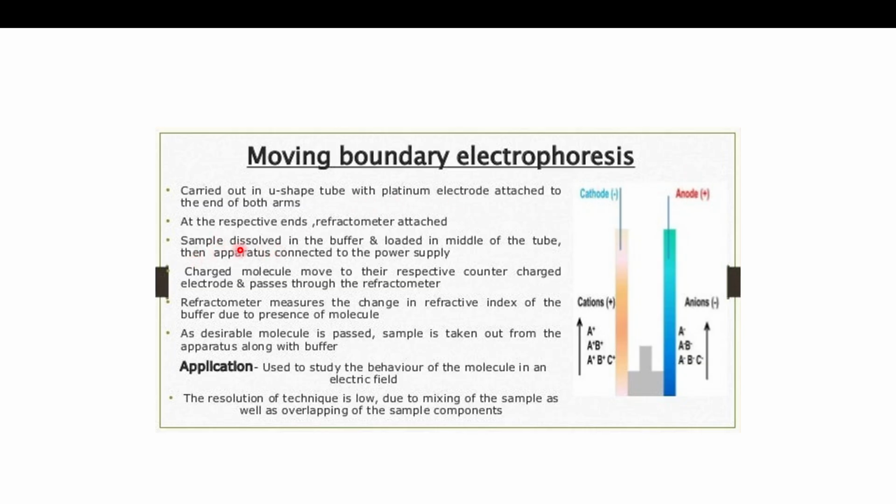The sample is dissolved in the buffer, and charged molecules move to the respective counter electrode and pass through the refractometer. The refractometer measures the changes in the refractive index of the buffer due to the presence of the molecule. When the molecule of our interest has passed, the sample is taken out from the apparatus along with the buffer. So this was used to study the behavior of the molecule in an electric field earlier, and definitely now this is not used very much.